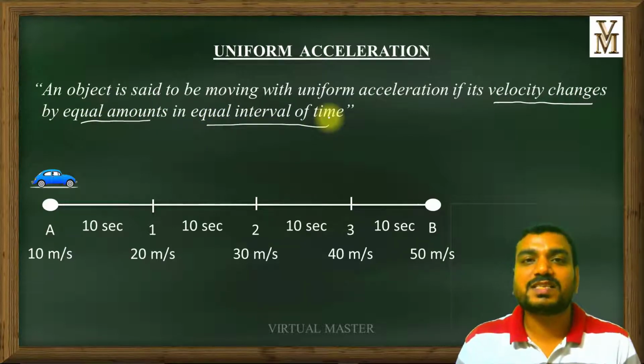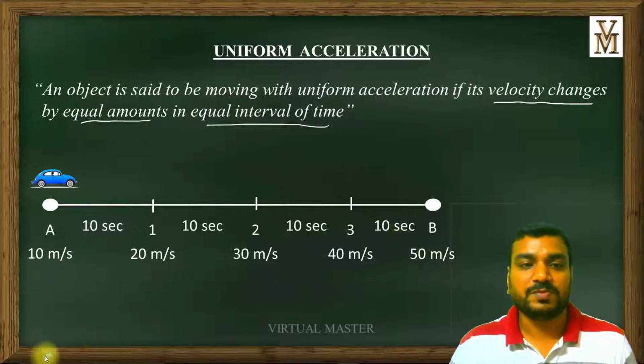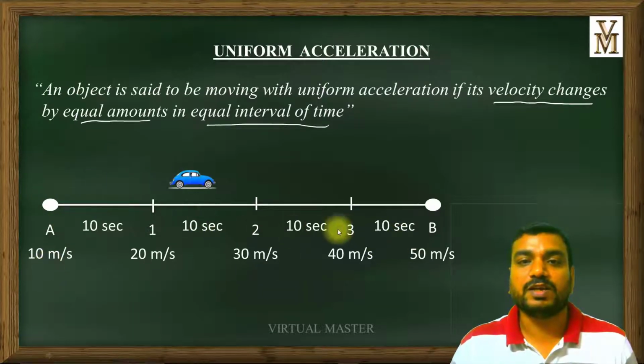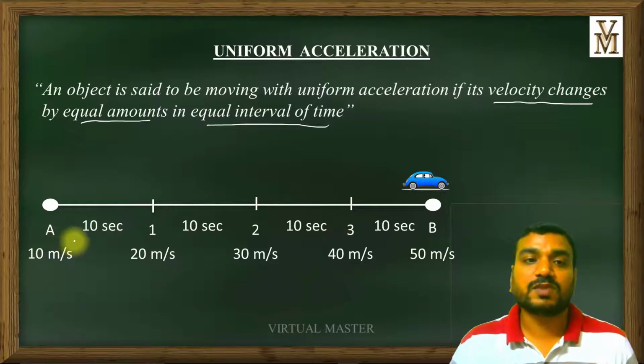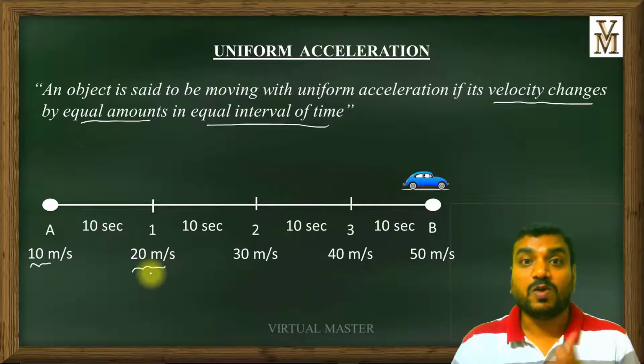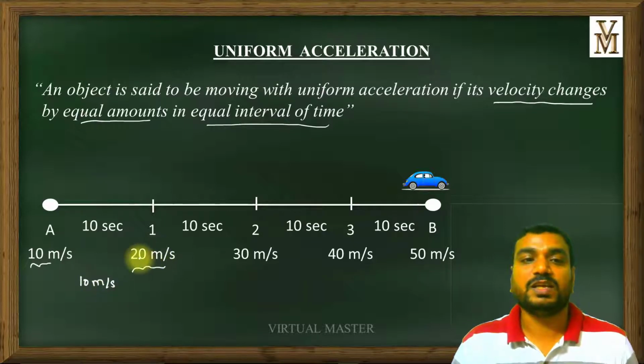To understand this better, let us take one example. Let us consider the car is moving from point A to point B. If you observe properly, the velocity of the car at point A is 10 meter per second and at point 1 is 20 meter per second. Now what is the change in the velocity? The change in the velocity between point A and point 1 is 10 meter per second, isn't it? 20 minus 10 is 10 meter per second.